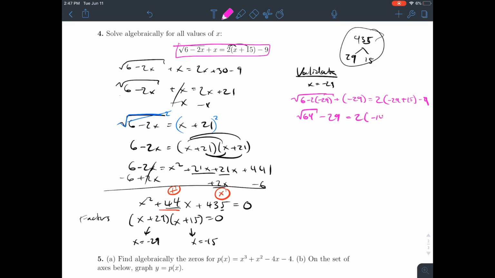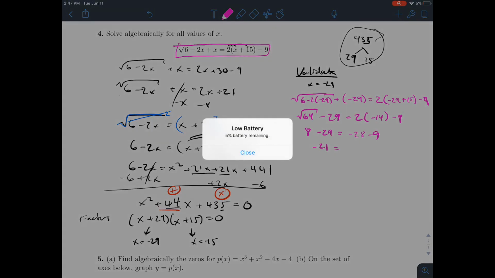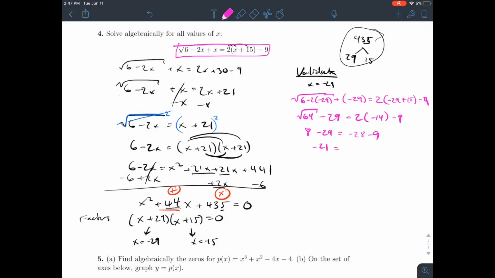2 times negative 14 minus 9. This is 8 minus 29 equals negative 28 minus 9. And 8 minus 29 is negative 21. And over here we've got negative 28 minus 9 is negative 37. So these are not actually equal. So this is not a correct solution.